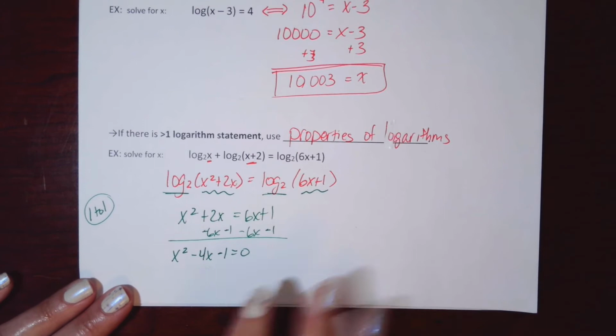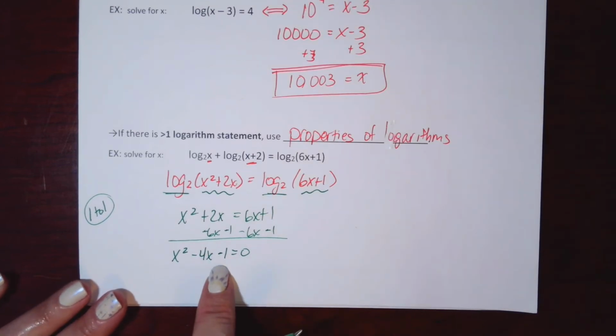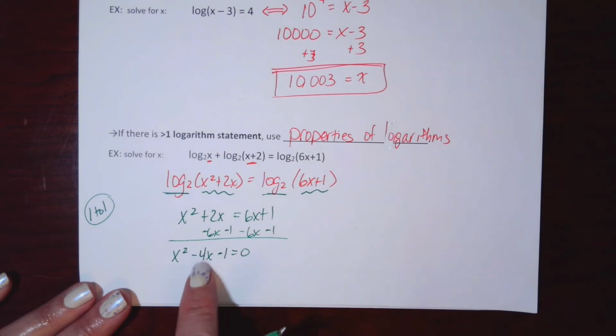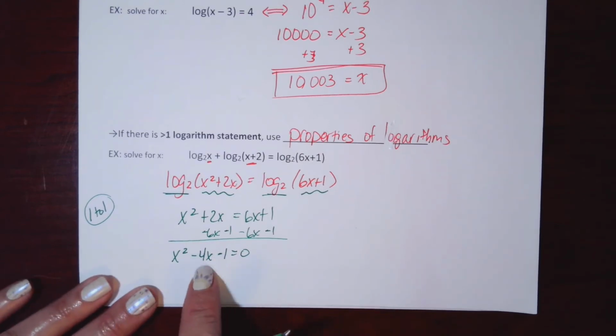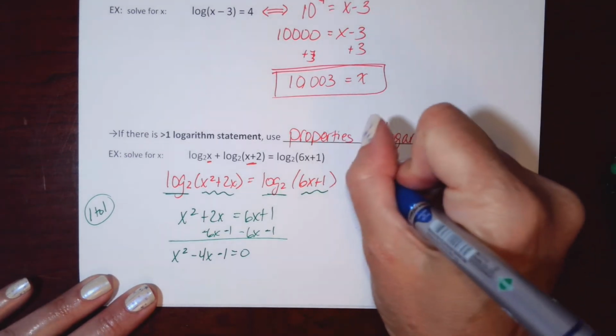Now when I look at this, 1 is prime. 1 times 1 is 1. Negative 1 times positive 1 is negative 1. There's no way to end up with a 4x in the middle. So this is not factorable, which means I'm going to have to use my quadratic formula.